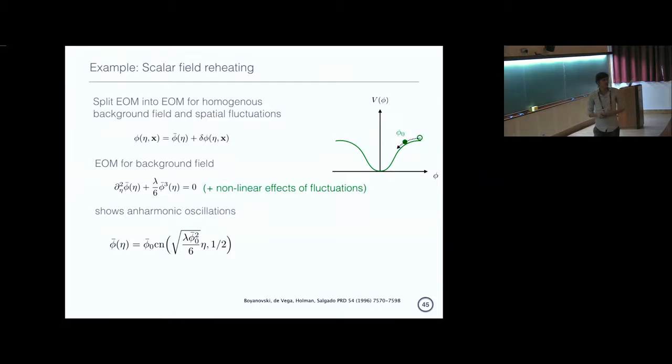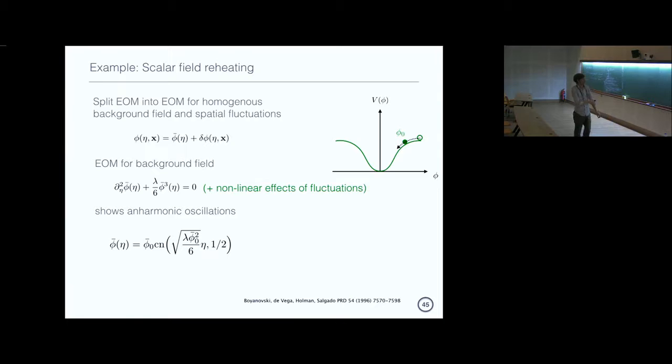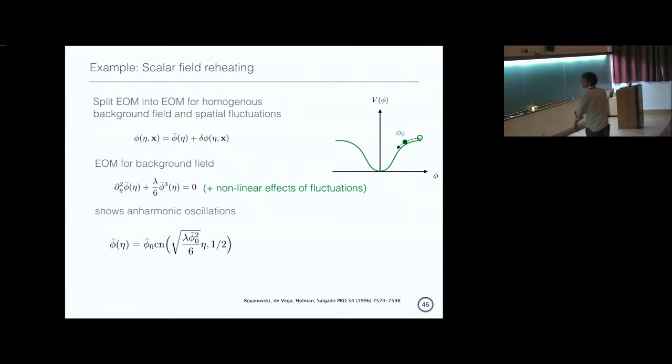And one can then derive separate equations of motion, on the one hand for this background field, and on the other hand for the fluctuations. And so if you work out the equation of motion for the background field, that's just the scalar field equation of motion, since the thing is homogeneous, there are no gradient terms in here. And so in principle, this just takes this simple, completely anharmonic oscillator form, up to nonlinear effects which characterize the back reaction of the fluctuations onto the background field. But as long as the fluctuations are small, we can neglect these terms in the first go. And so you can easily solve this, right? The solution to this is just given by this Jacobi cosine function.